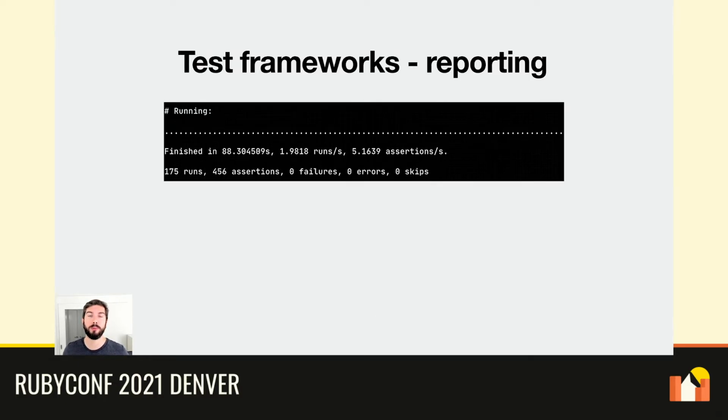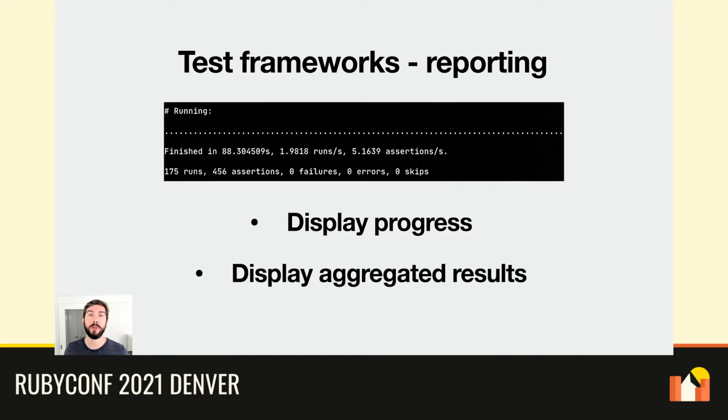Finally, reporting is responsible for two things. We need to be able to display progress so that the user knows that the tests are running and what is going on. And at the end, we need to be able to display aggregate results and tell the user what happened, what failed, and why it failed.